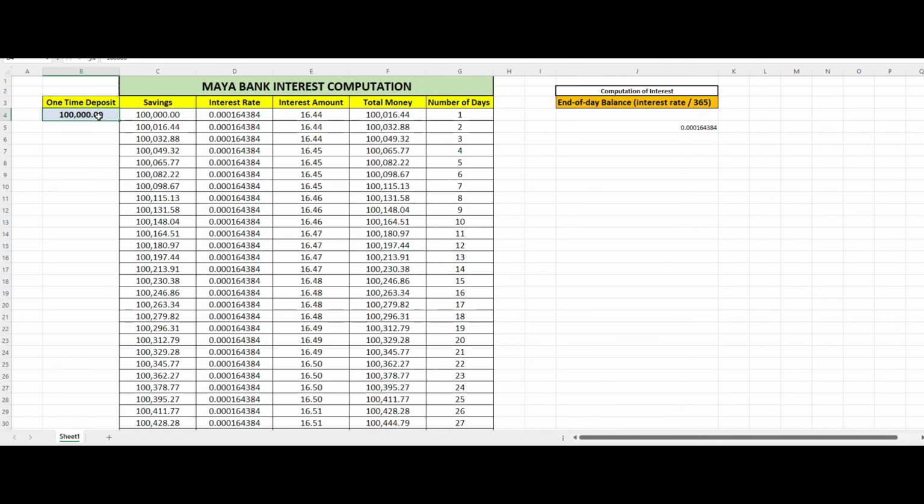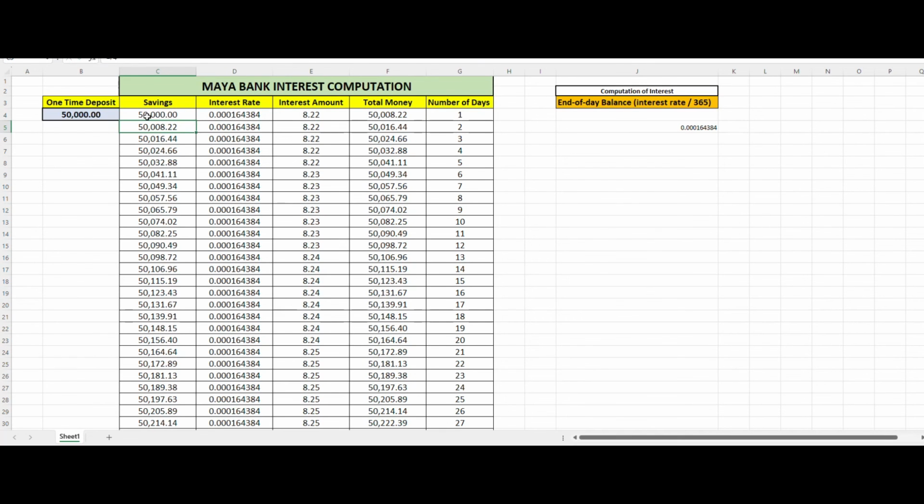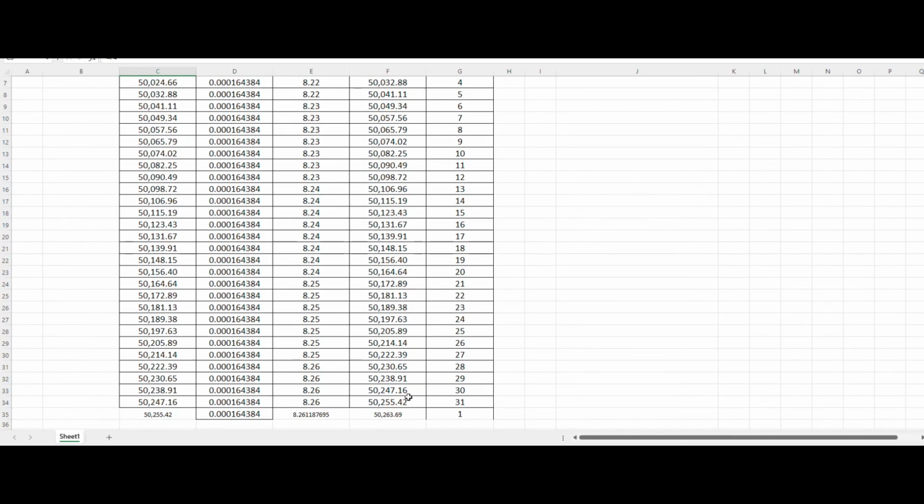So if your one-time deposit is 50,000, this is now the movement of your money, so this is 50,000. After 31 days, your money becomes 50,255.42. So the interest amount is 255.42 pesos.